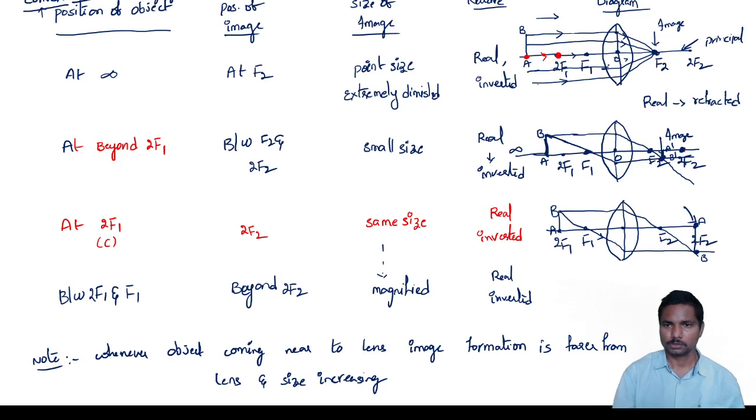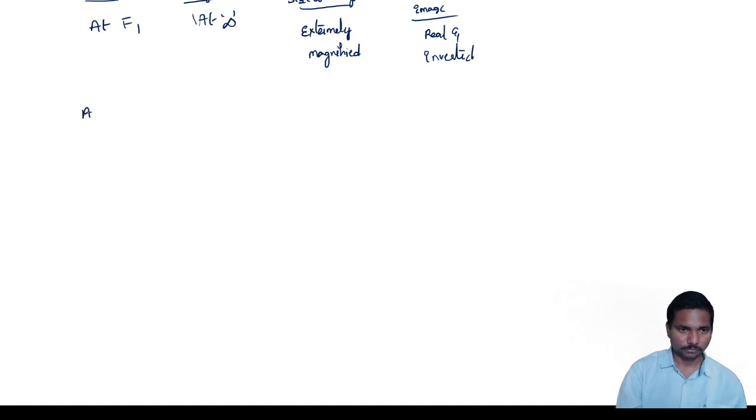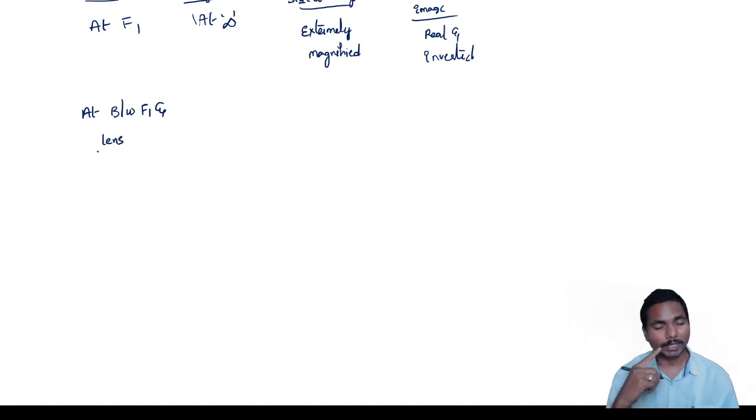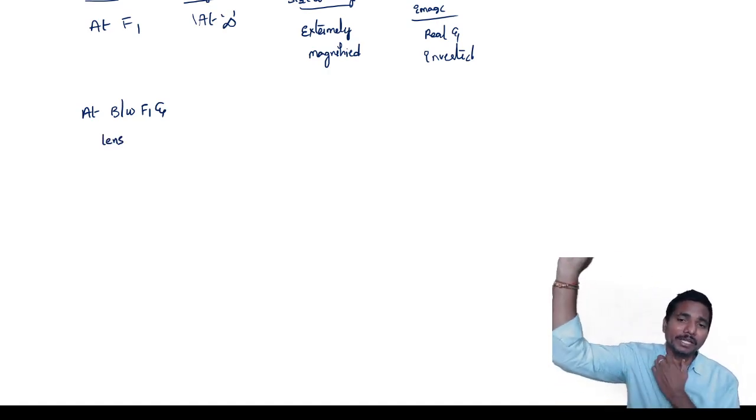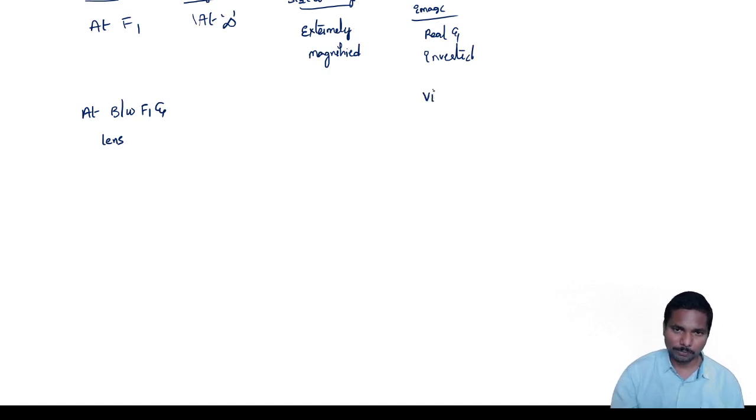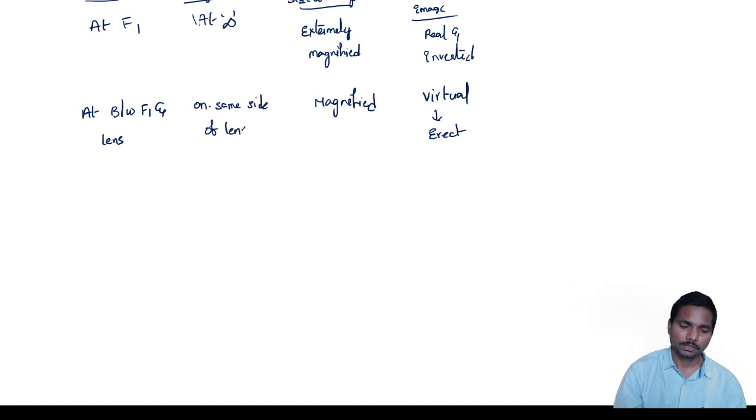If we move closer, that means between F1 and lens, very near, if you place the object, same as in the mirror, the image formation will be virtual. All virtual images will be erect, and we will get a magnified size. It will be on the same side of the lens, same as the reflecting type. So these are the formations in the case of a convex lens.